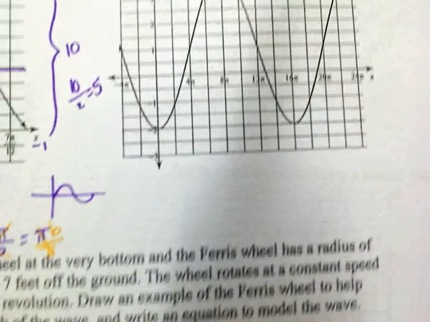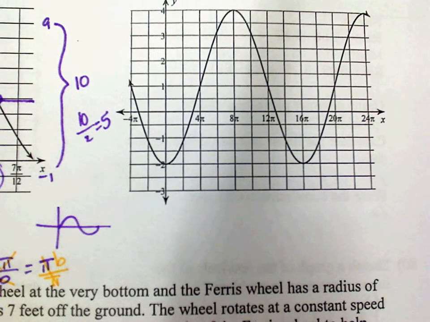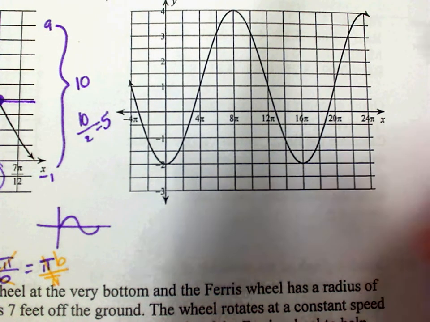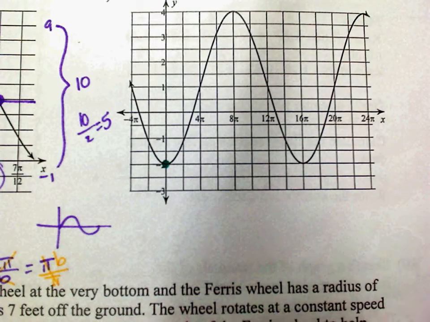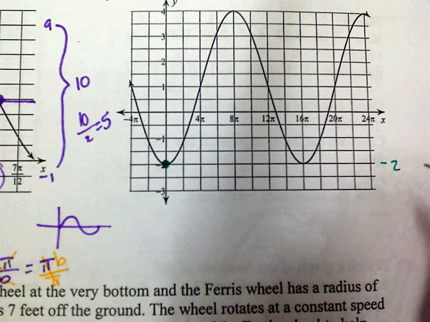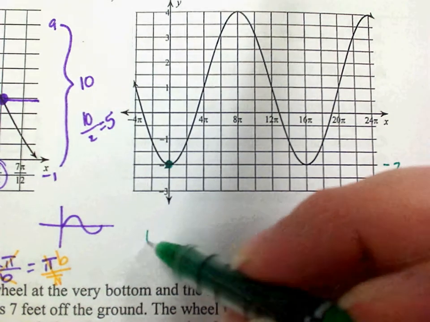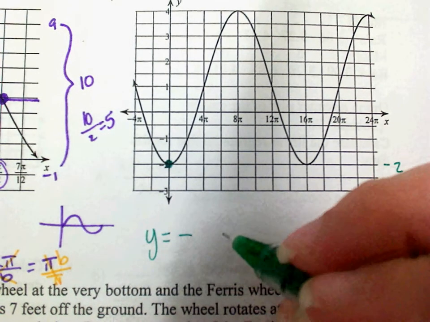Guys, what did I say you should plot first? Where it hits the y-axis. Alright, where does it hit the y-axis? That's a cosine wave. At -2, and it hits it at the bottom of the wave, so you're right, it is a cosine wave. Is it a positive or a negative cosine wave? It is a negative cosine wave, because it starts at the bottom.